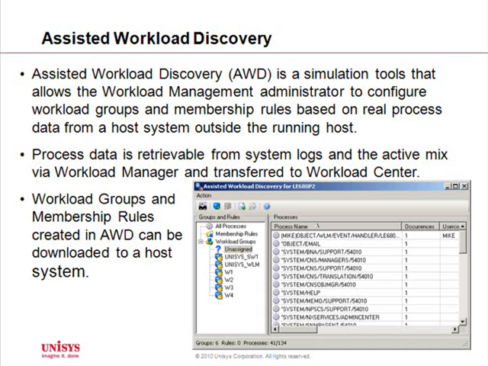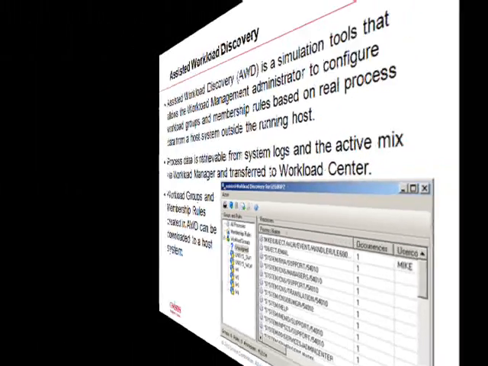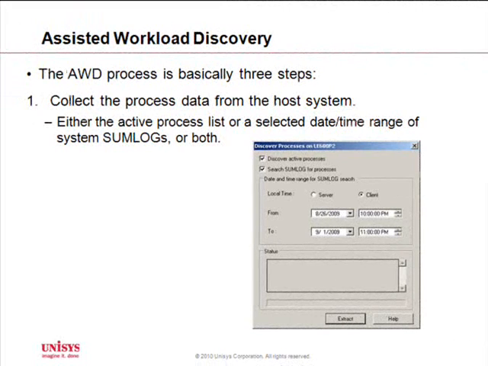This process runs in 3 steps: collection of process data, creation of groups and membership rules, and optionally applying the configuration to a host system. These steps can be repeated as many times as required until a satisfactory configuration is defined. The process data is collected from host systems, logs, and/or the active mix via the workload manager.